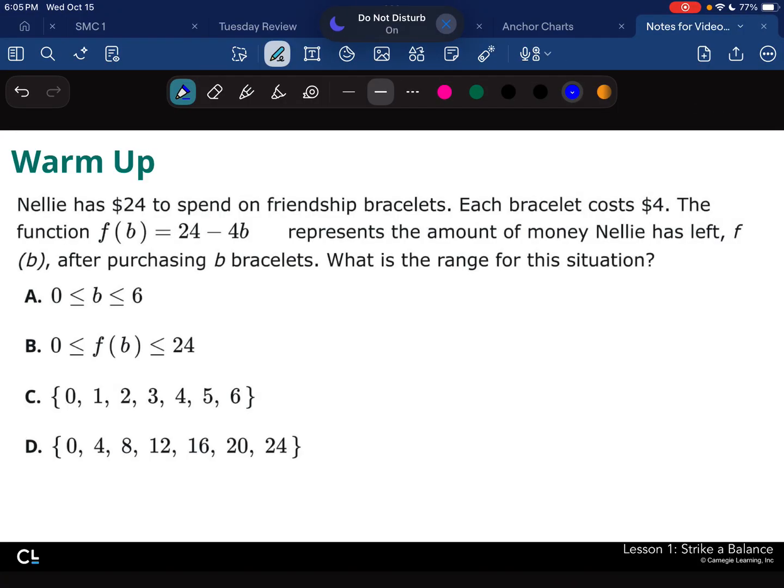Okay, guys, go ahead and attempt to solve this problem. I want you to solve it out completely.